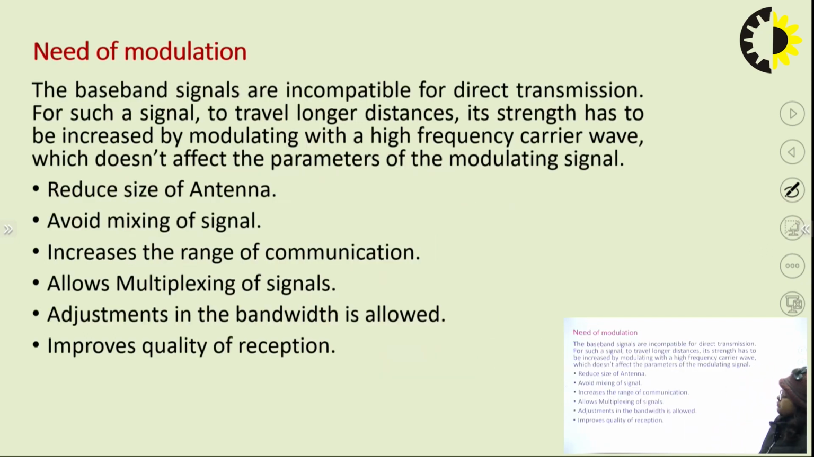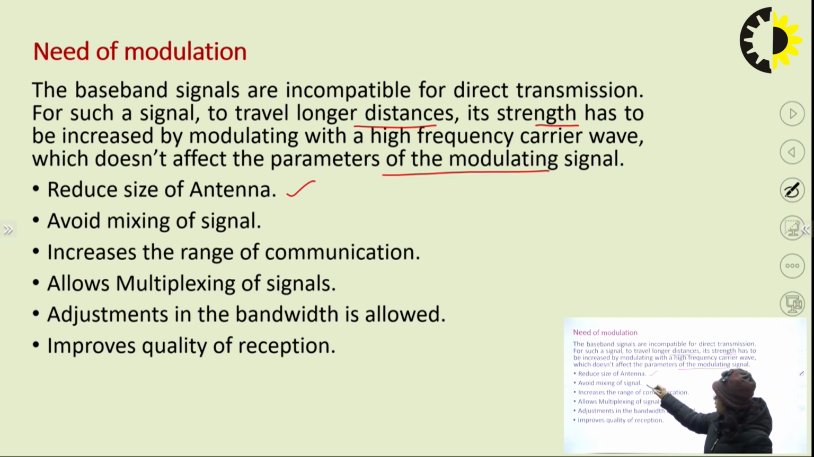So the first question is, what is the need of modulation? Modulation, as I've told, is very important to transmit a signal to longer distances. It basically increases the strength of signal by using a high frequency carrier wave and will not affect the parameters of the message signal. Modulation also reduces the size of antenna. With the help of modulation, it avoids the mixing of signals. It increases the range of communication, allows multiplexing of signals, and improves the quality of reception.